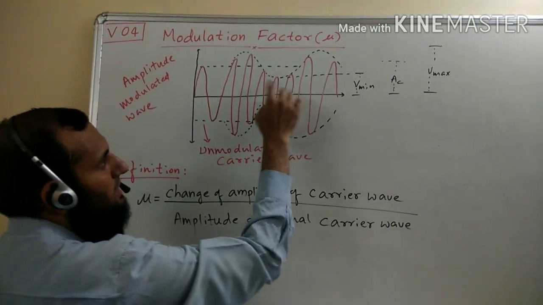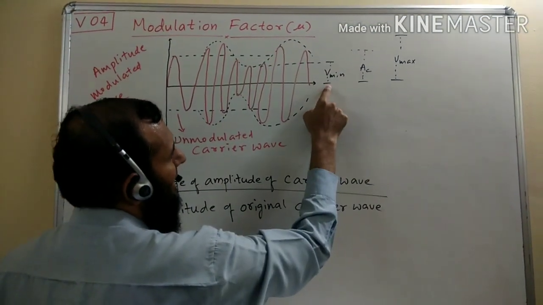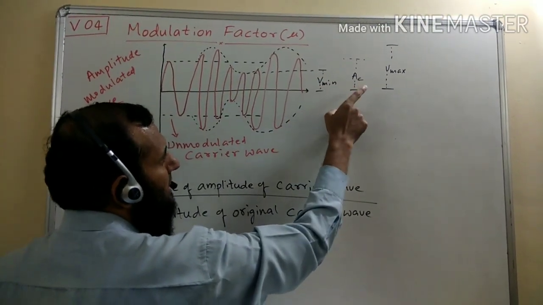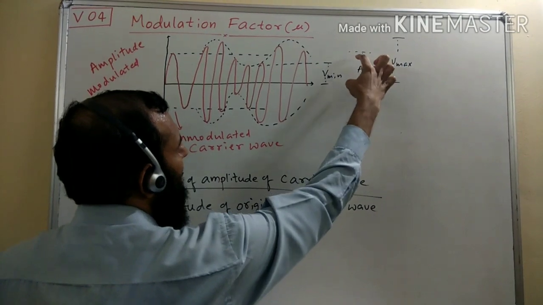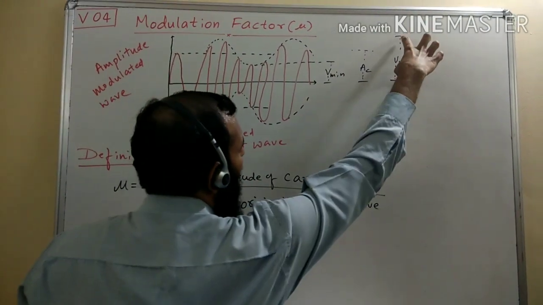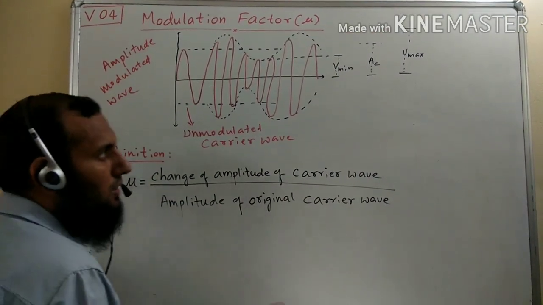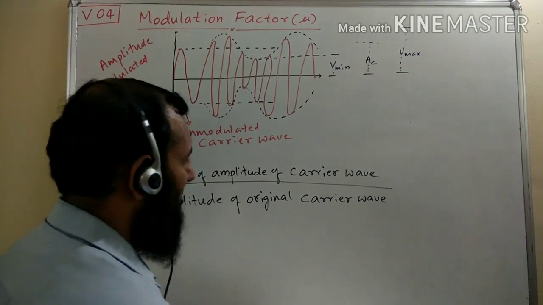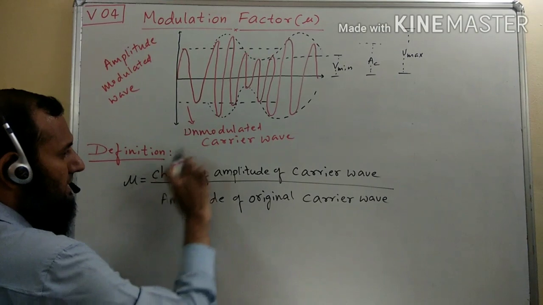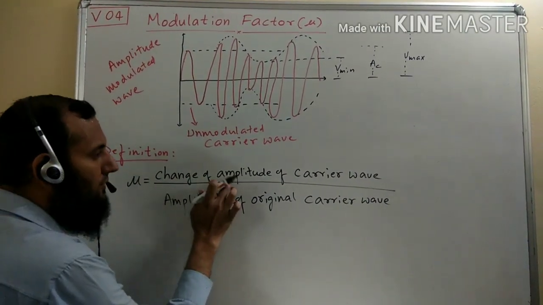So we have three amplitudes here. V minimum is the minimum amplitude of the amplitude modulated wave. AC is the original amplitude of the carrier wave, and V maximum is the maximum amplitude of the amplitude modulated wave. So coming to the definition of this modulation factor, it is the change of amplitude of carrier wave.